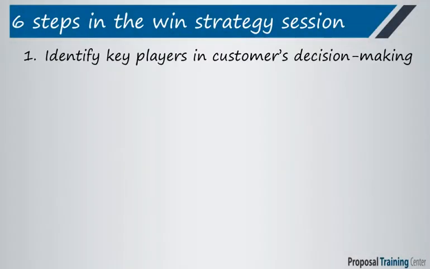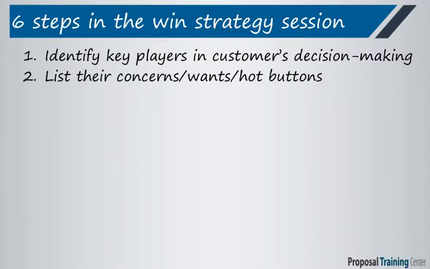Step number 1, identify the key players in the customer's decision making. Who makes the final decision? Is the customer project manager in the loop? Who else will influence the decision? Who will serve on the evaluation panel? You need as many of these folks identified by name as you can possibly get. That's the only way to talk about wants.